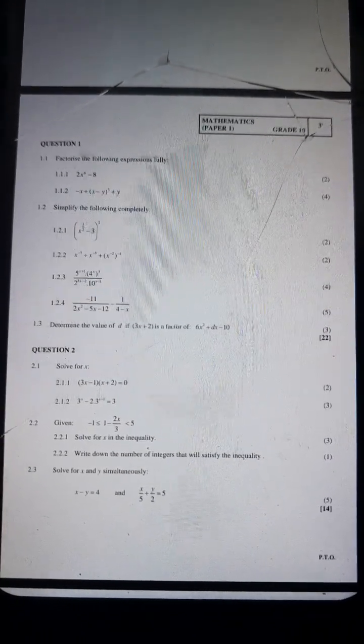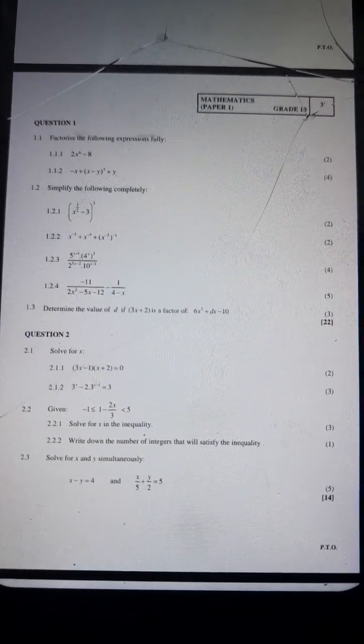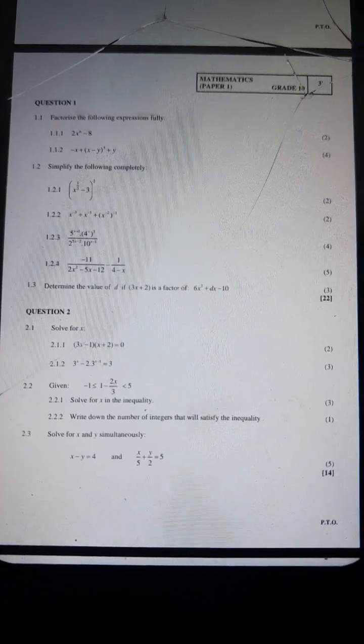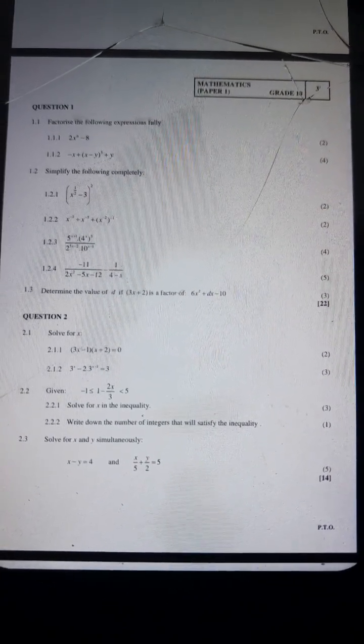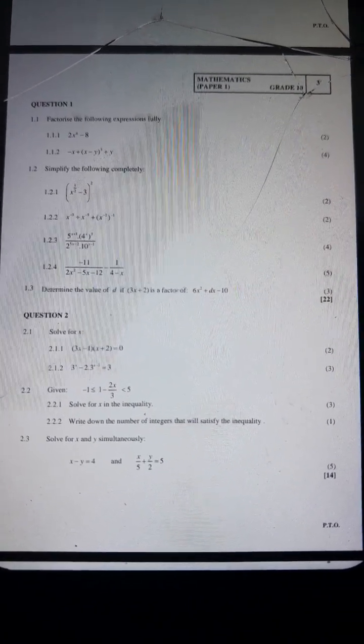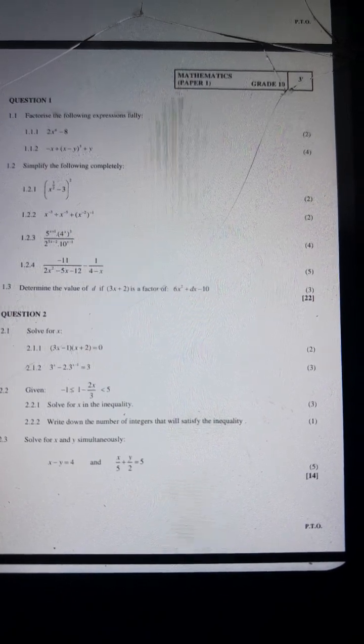Hi guys, in this video we will be looking at grade 10 November 2022 mathematics paper 1. We'll be looking at our beautiful question 1. At 1.1 we are given: factorize the following expression fully.